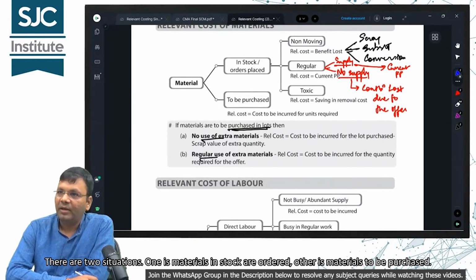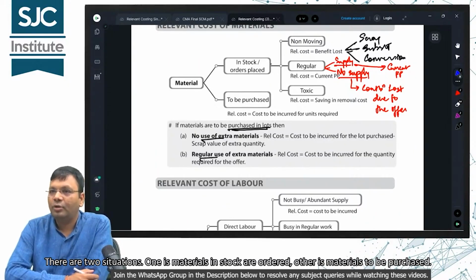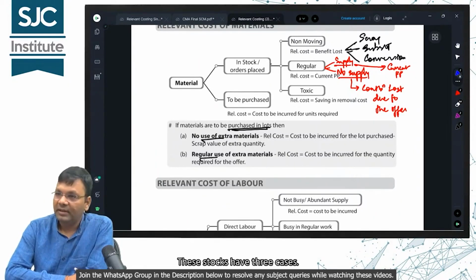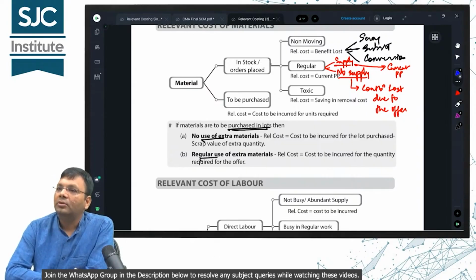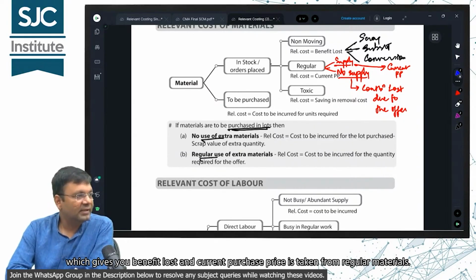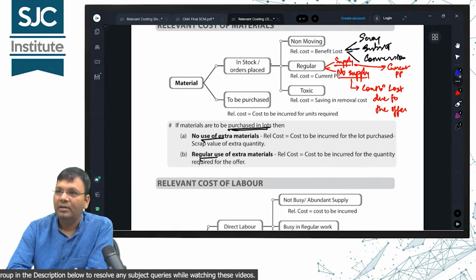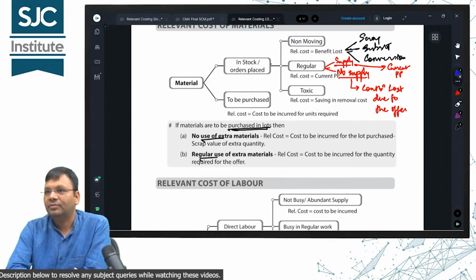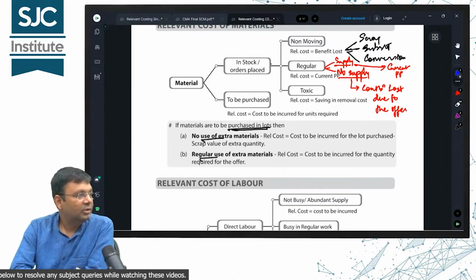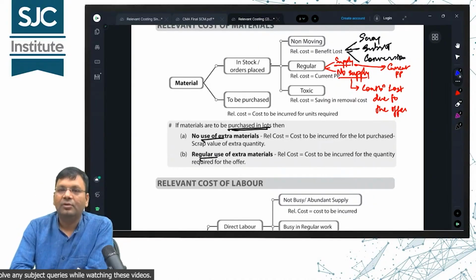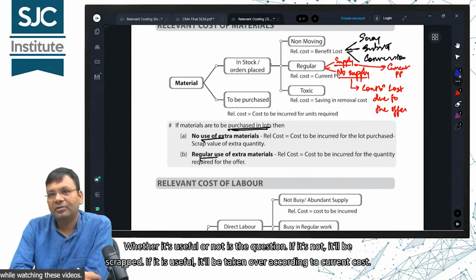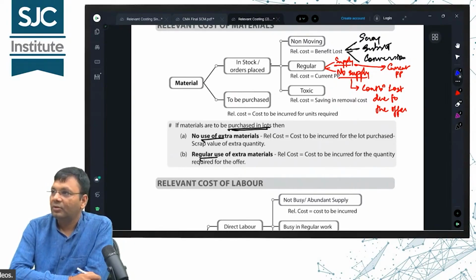There are 2 situations. One is materials in stock or ordered, other is materials to be purchased. These stocks have 3 cases. Non-moving, which gives you benefit lost, and current purchase price is taken from regular materials. Removal cost saved is taken from toxic waste. The purchase price for to be purchased, we consider that price as relevant cost. If there's a lot size restriction for to be purchased, then 2 cases arise. The extra material, whether it's useful or not, is the question. If it's not, it will be scrapped. If it is useful, it will be taken over according to current cost. Accordingly, net cost is charged.